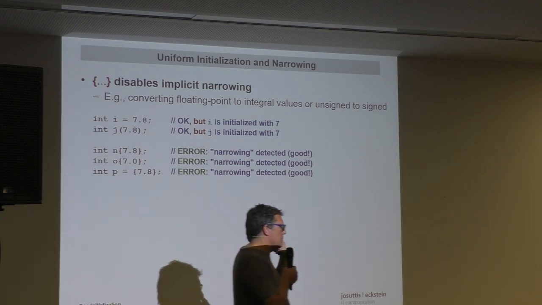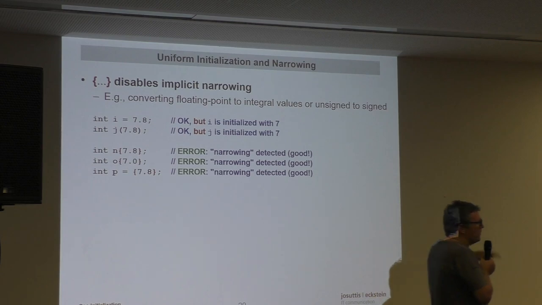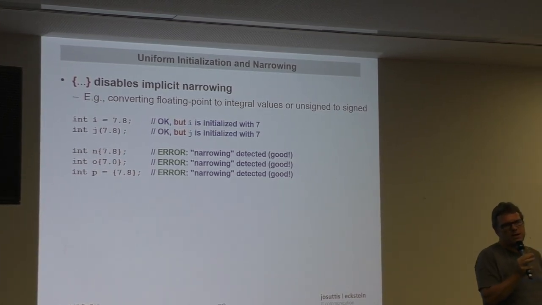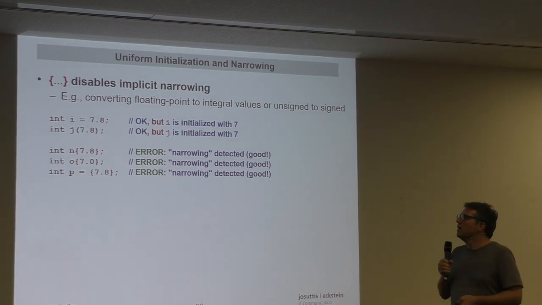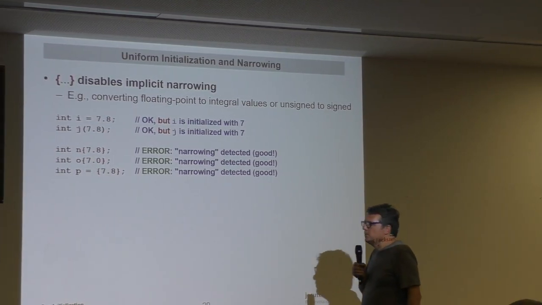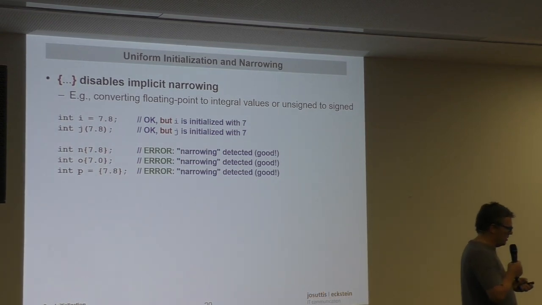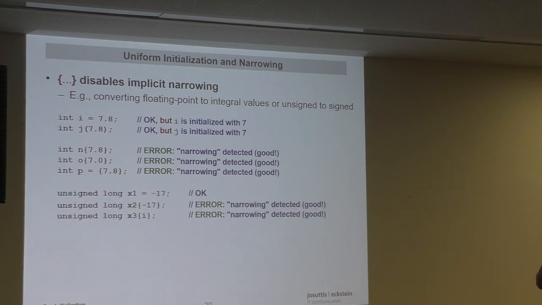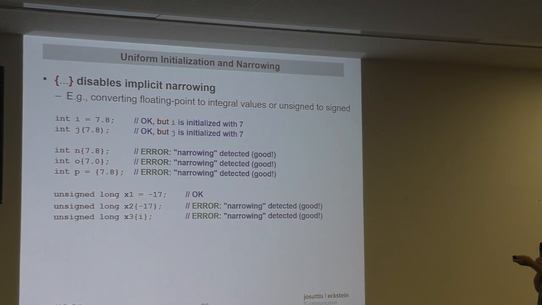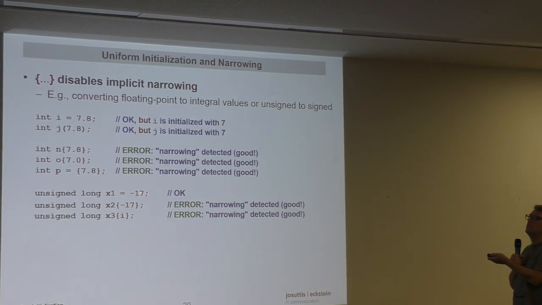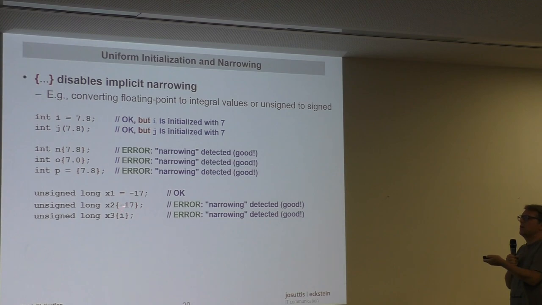Narrowing means we initialize something by a value, but the value gets slightly narrowed so that it loses part of its information. And that will no longer compile if you use curly braces. Another good reason to use curly braces to initialize an object. And here's another example. Let's use an unsigned long and initialize it with a negative value, which will work when we don't use curly braces, but if we use curly braces, this will not compile. Well, if all the compilers do it right.